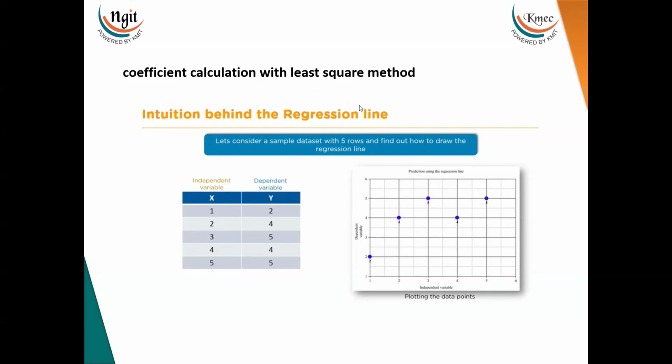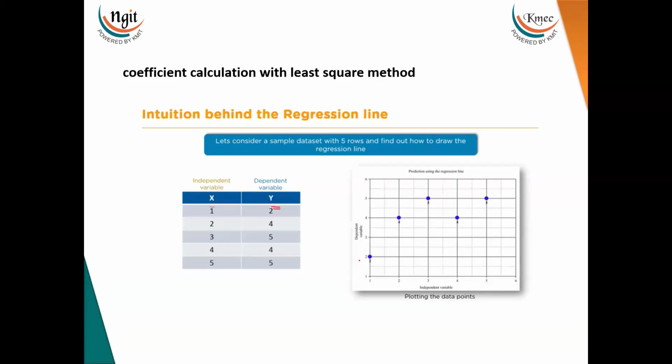And what is the intuition behind the regression line? Let's consider a sample data set with 5 rows and we'll find out how to draw the regression line. So this is the independent variable x and this is the dependent variable y. And let us plot these data points onto a graph. See, this is the dependent and this is the independent variable.